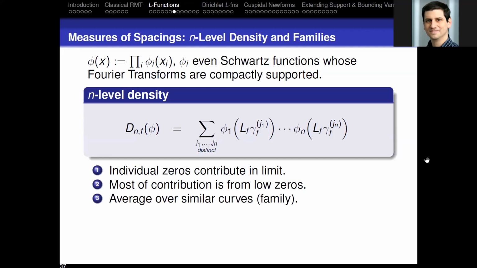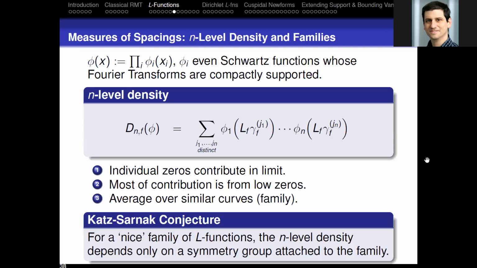Next. And so, again, just summarizing, individual zeros now contribute. Most of the contribution is from the zero at the central point or the ones very close to it. And unfortunately, unlike the statistics we looked at before, where one L-function had infinitely many zeros to look at, we only have a couple of zeros for each L-function that really contribute. So we have no chance of getting a nice average quantity for just one L-function. What we need to do is average over several L-functions, and so we average over things in a family.